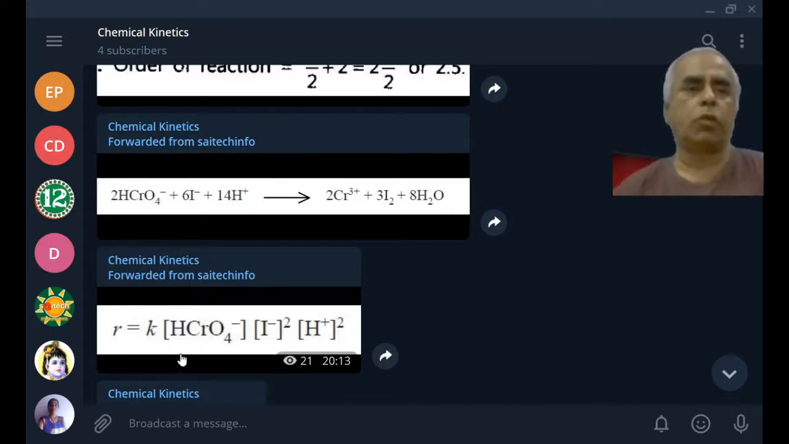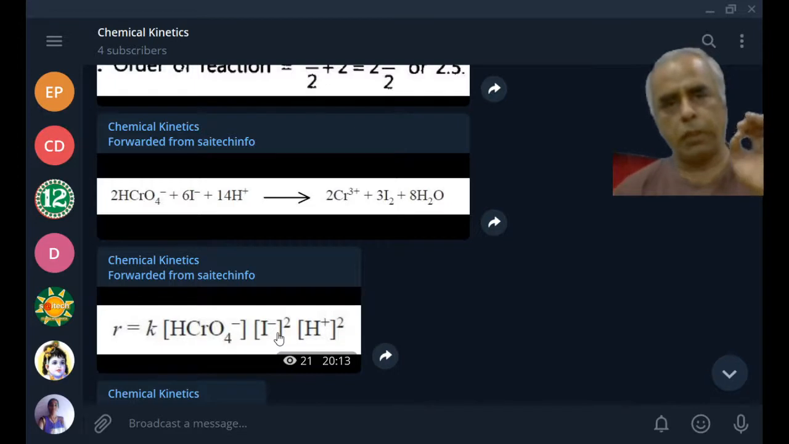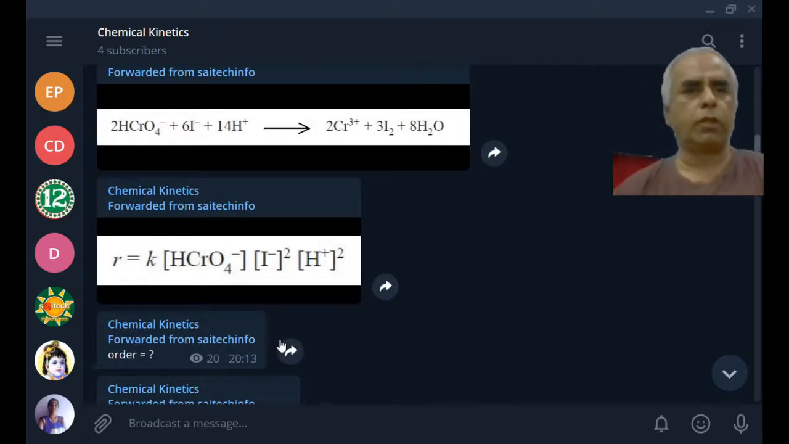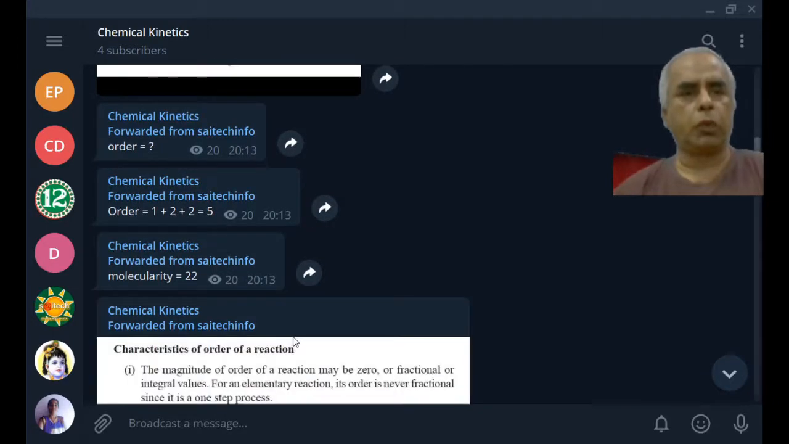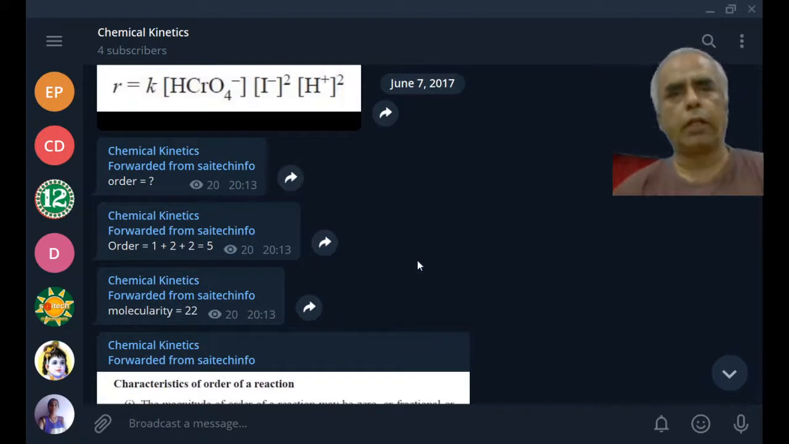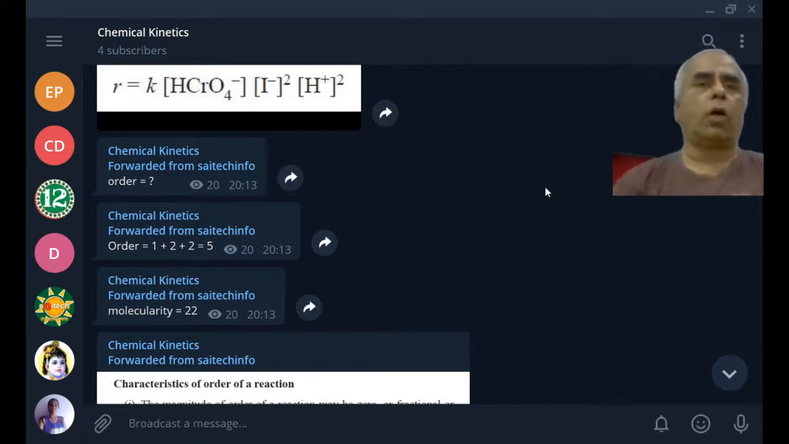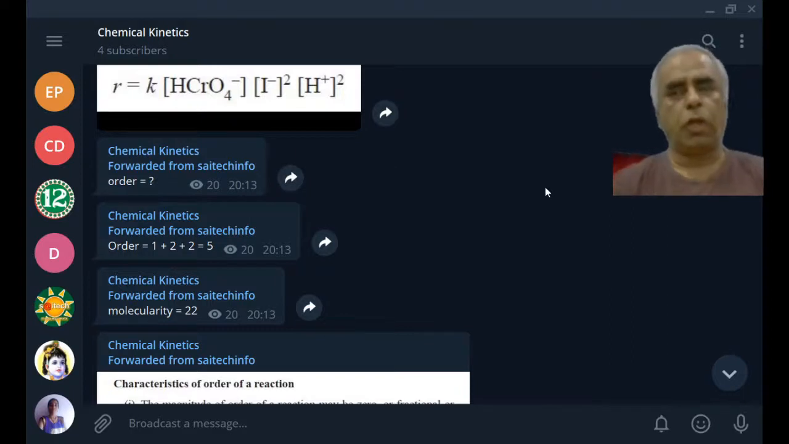So R is equal to K into, what is K? Rate constant. [HCrO4 minus] into [I minus] whole square, then [H plus] whole square. The square bracket represents what? It represents the concentration in molarity. Do you understand? Right. So the order in this case is 1 plus 2 plus 2, that is 5, whereas the molecularity is 22. I hope now you should be able to understand the difference between the order and the molecularity, and how to determine the order based on the given rate equation. Do you understand this?